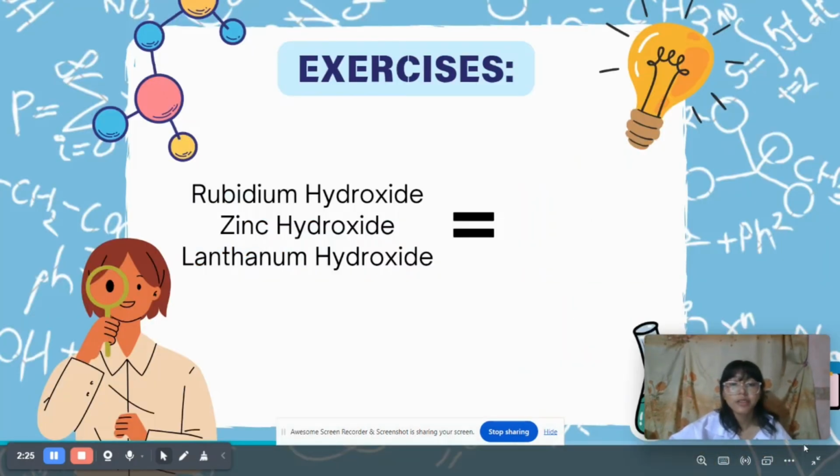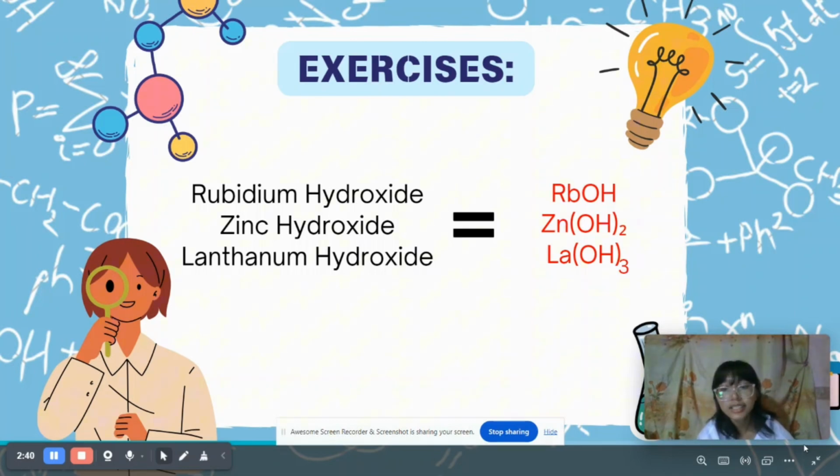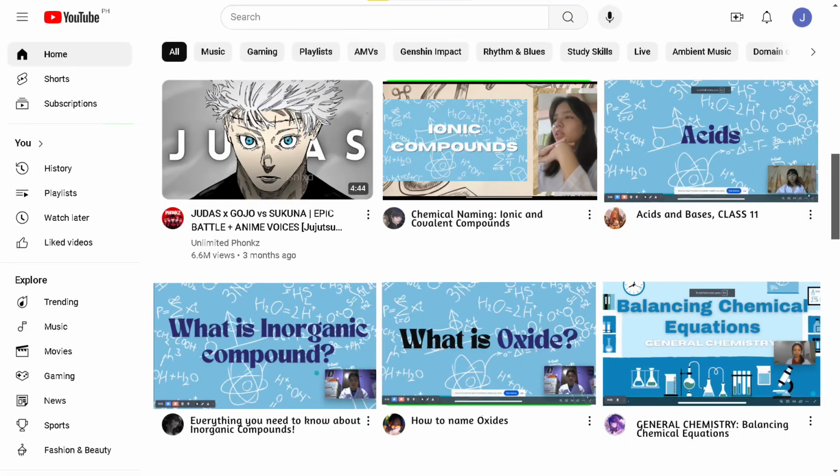We also have here some exercises for you to answer, but you will need to pause me first. Then, these are the answers for these exercises: RbOH, Zn(OH)2, and La(OH)3. That's all.